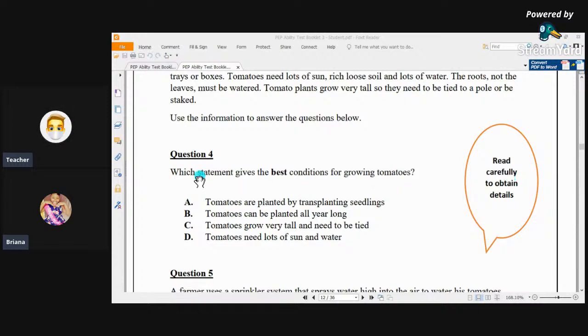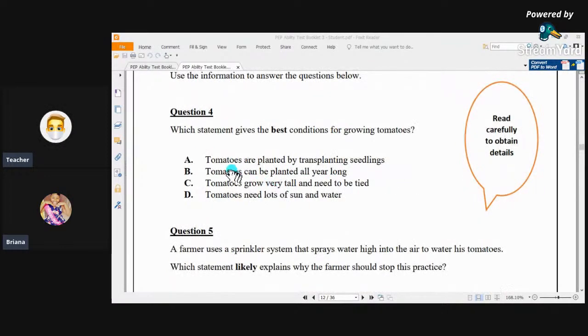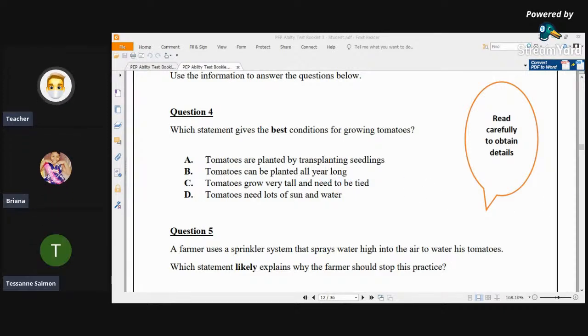All right, so let's go. Statement here. Which statement gives the best conditions for growing tomatoes? Which one? A, tomatoes are planted by transplanting. B, tomatoes can be planted all year round, or all year long.